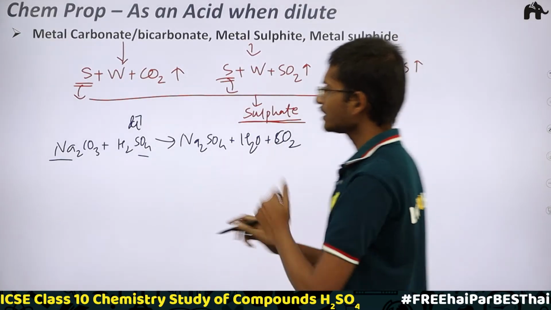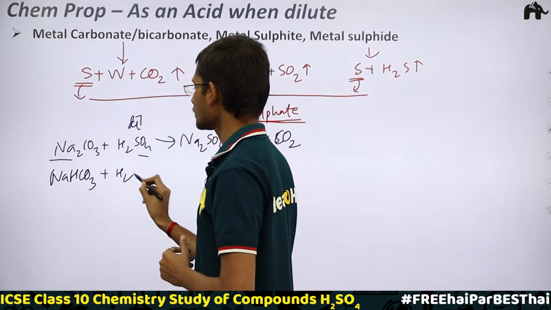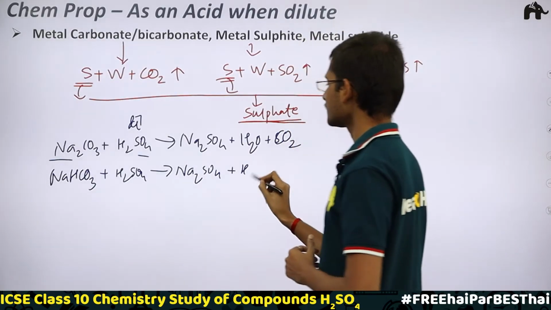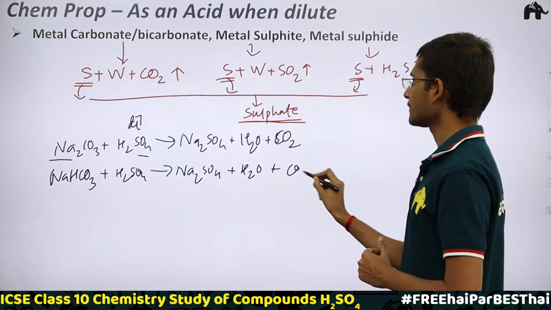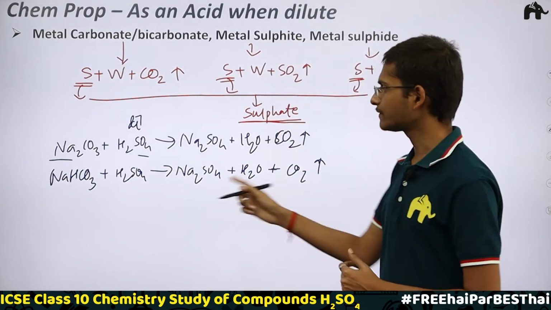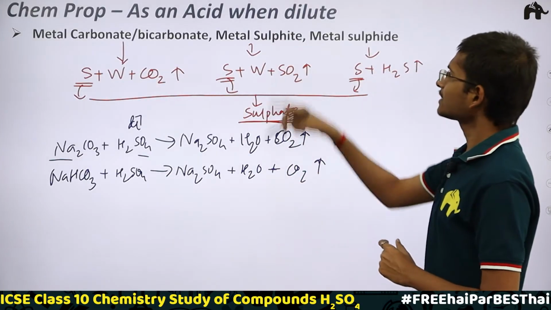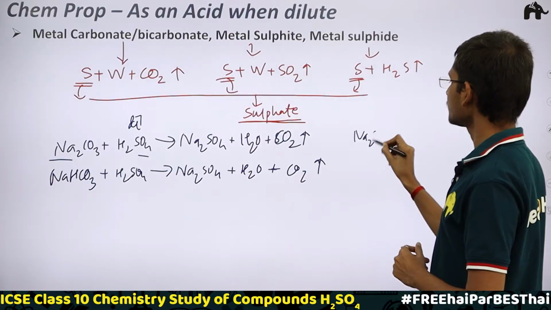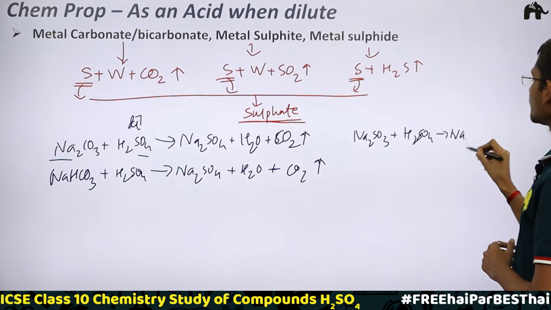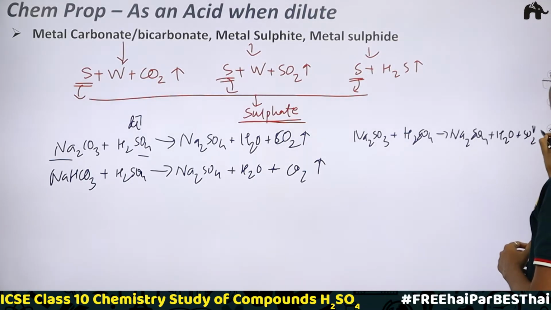In the same way, if I write the reaction for sodium bicarbonate: sodium bicarbonate plus sulfuric acid gives sodium sulfate, and then water plus carbon dioxide. Very simple reactions. The bicarbonate will also give us sulfate salt, and the remaining is water and carbon dioxide. Now let's see the sulfite one. Sodium sulfite, Na2SO3, again with H2SO4, would give us Na2SO4, and again SO2 and H2O.